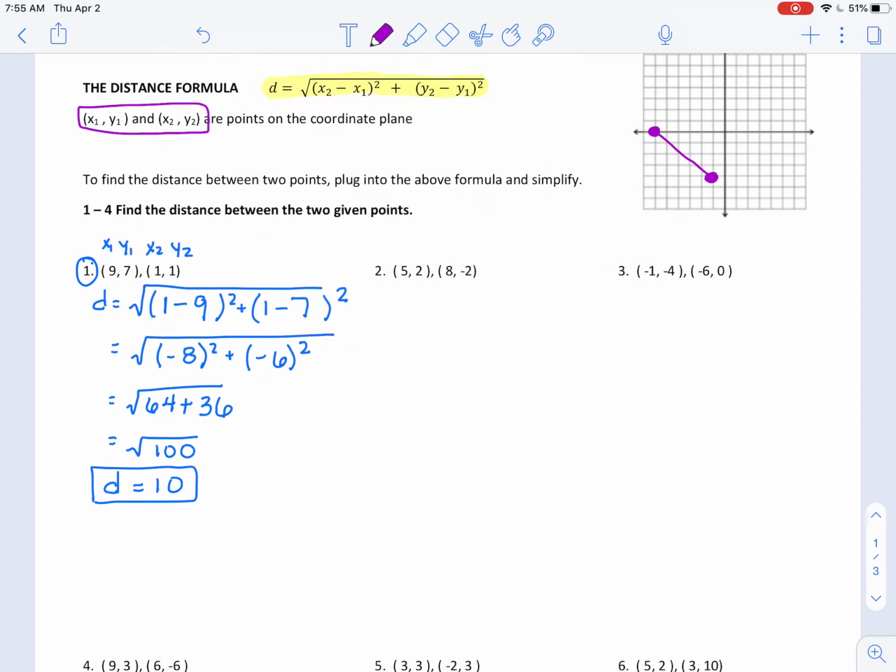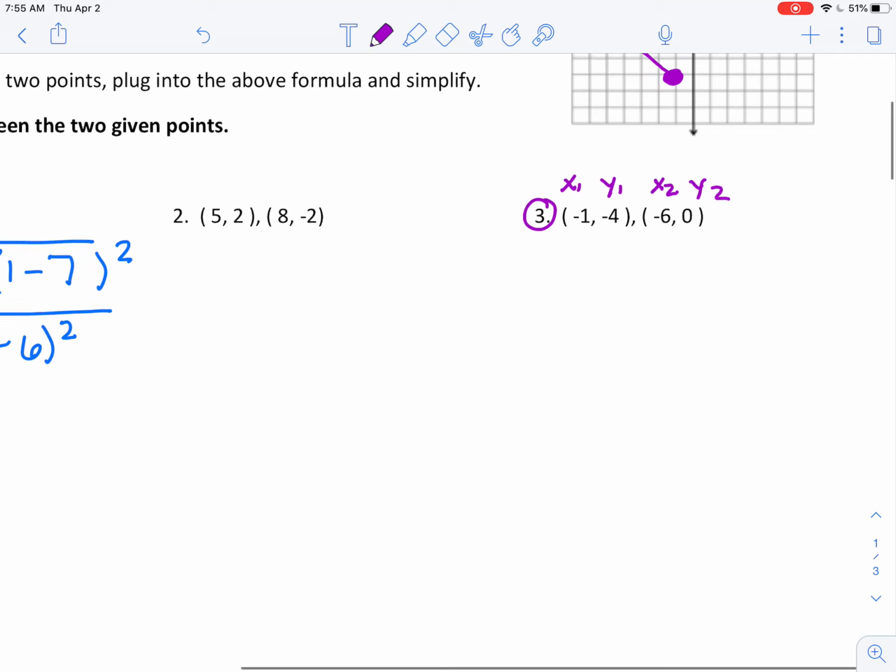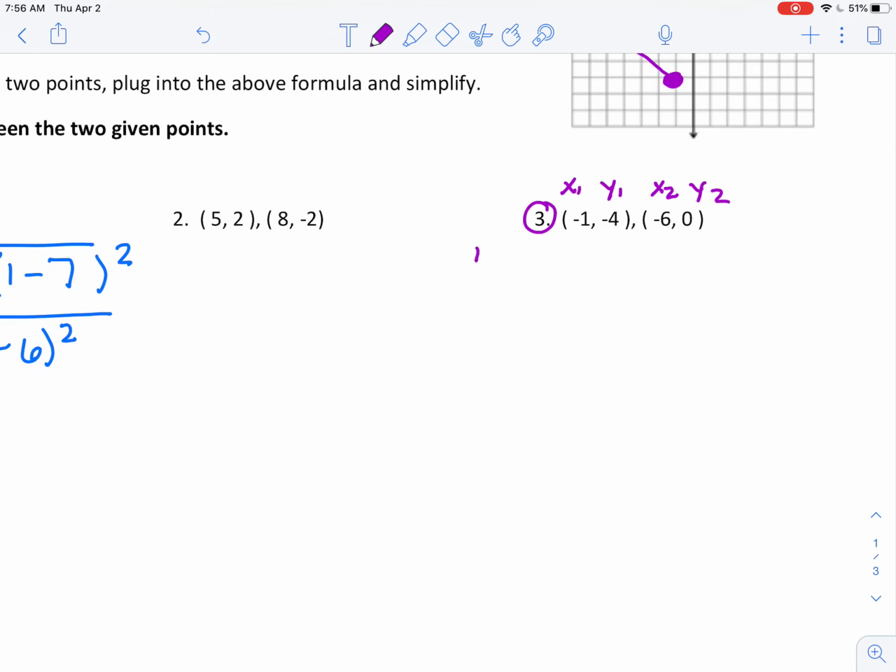Take a look now at question number 3. I'm going to skip over to question number 3. Again, we're going to label our coordinates, x1, y1, x2, and y2. Notice that these points have a lot of negative signs. Be very careful when you plug into the distance formula, especially when you have a lot of negatives. So again, I'm going to set up my formula. Distance is the big square root. I set up my parentheses. Each one gets squared, added together. Then fill into your formula.